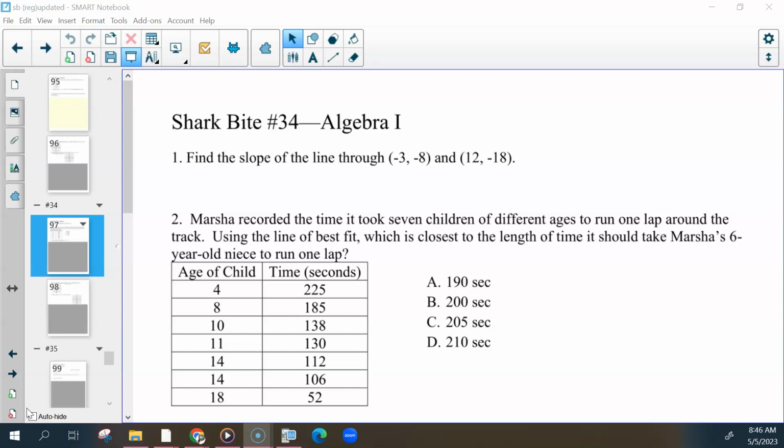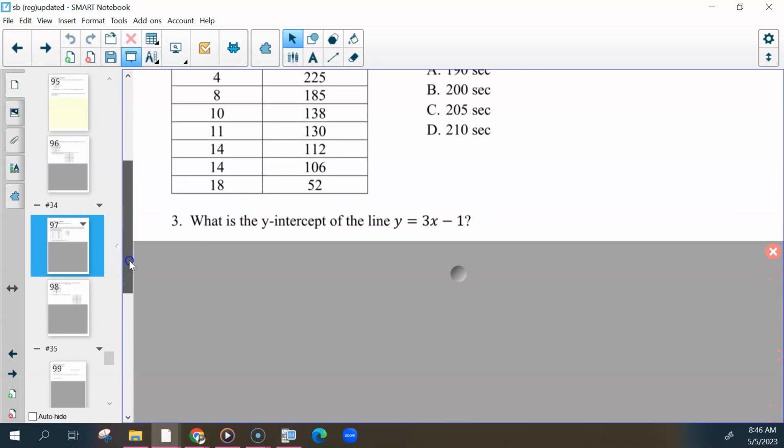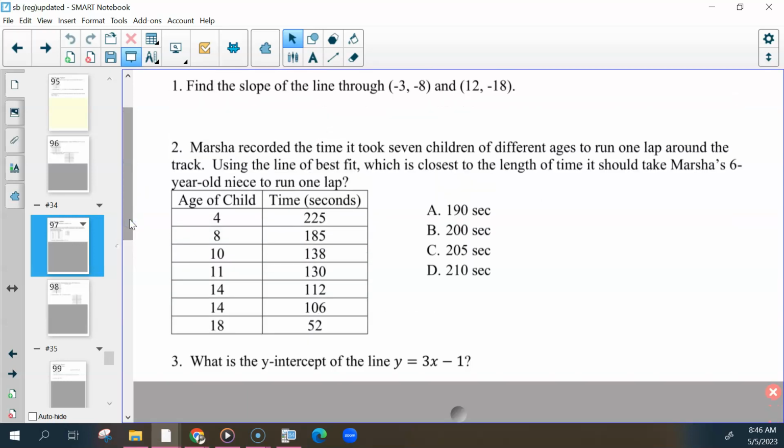Is that 2, 4, 5 or there? Okay. 2, 4, 5. So I saw 2, 4, and 5, but some of these can also be done in Desmos, so we'll go through those as well.